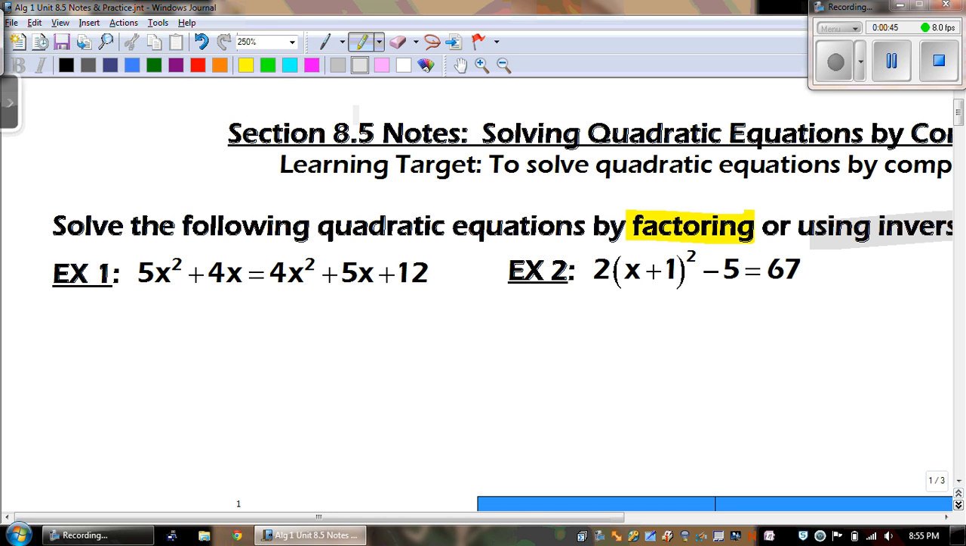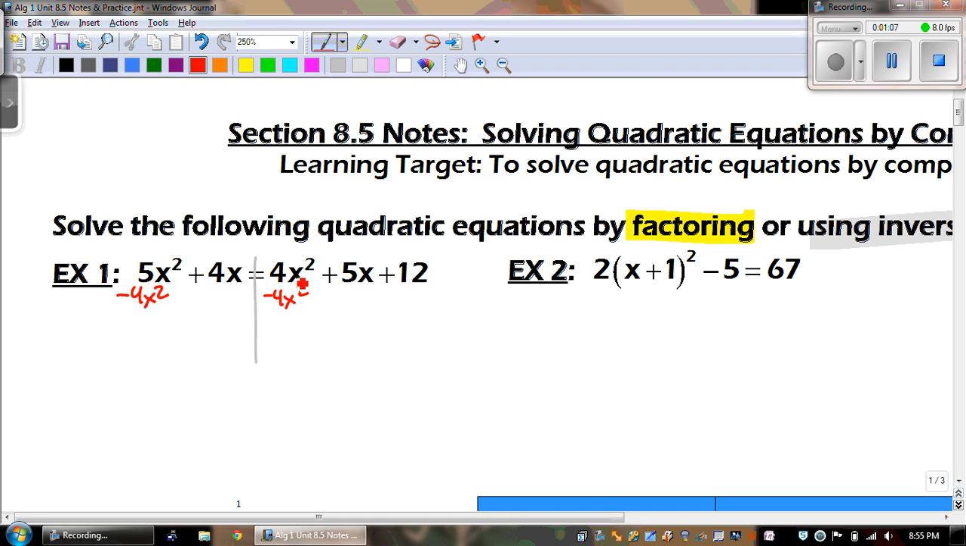We always want to get the x squared, or the quadratic term, to be positive. They're on both sides, so I have to move one of them. Let's move the smaller one. So we're going to move the 4x squared to the other side. So I'm going to subtract 4x squared from both sides.